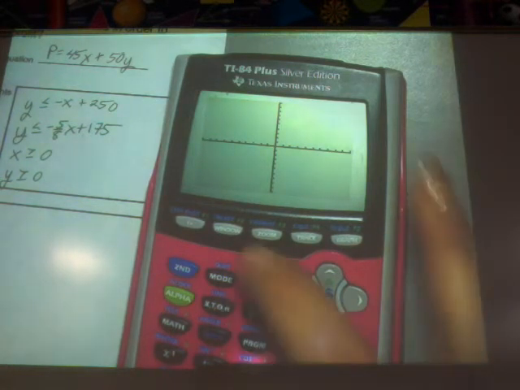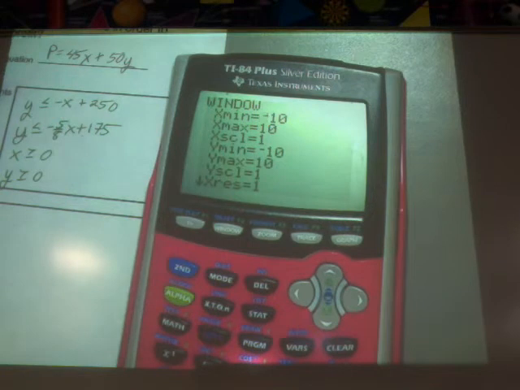So go to your window and let's start messing around with it. My x minimum should be 0, shouldn't it? What do you want to do for your x max? Since it's at 250, let's just go out to 500. What do you want to go by? If you go by hundreds, you only have 5 hash marks. Let's go by 50s. That would be good. And y minimum, what's that going to be? 0. And y max? Same thing, 500, and the scale is 50.